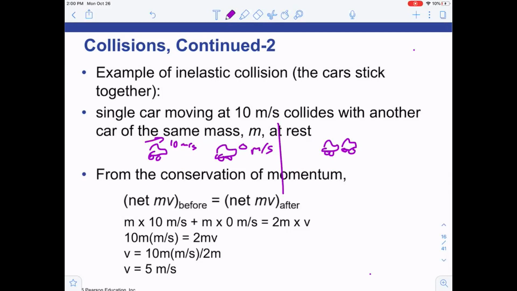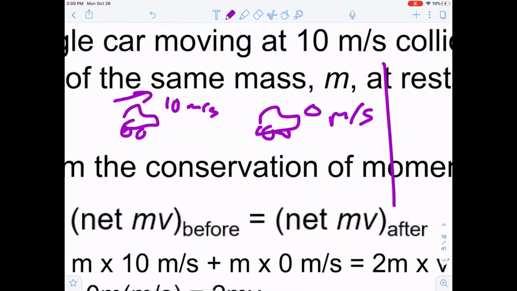what would their velocity be after the collision? Here, the momentum of the first car would be mass, which is m, times the velocity, 10, in that direction, plus over here, mass times 0. We can eliminate this one because it's 0. So the initial momentum would just be 10m, right?